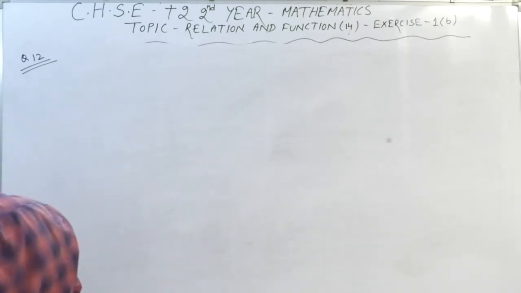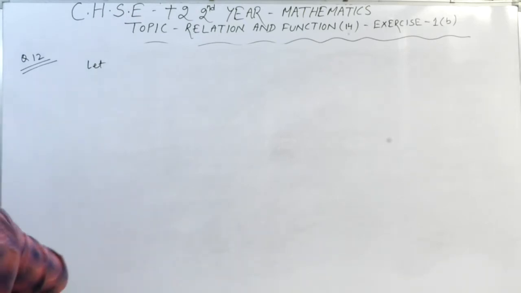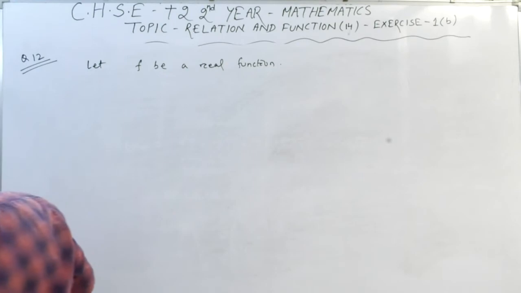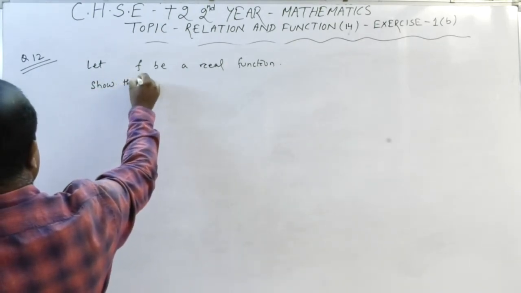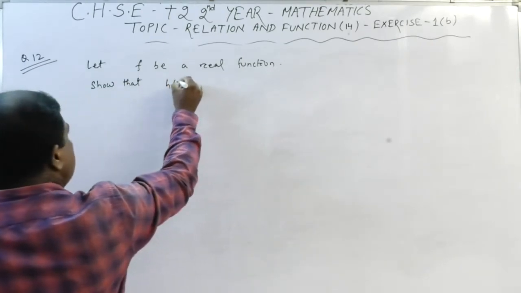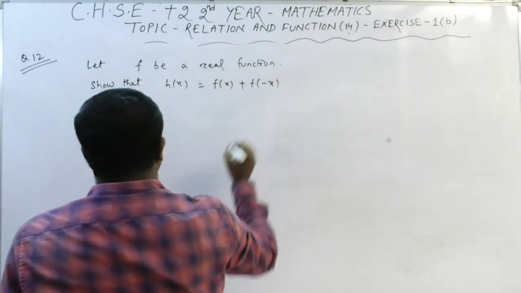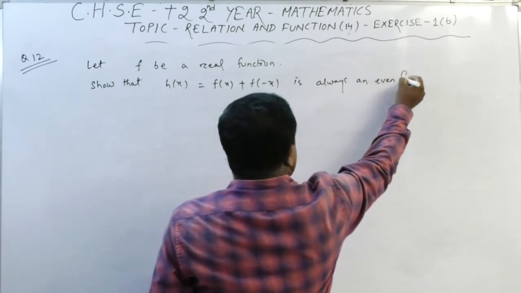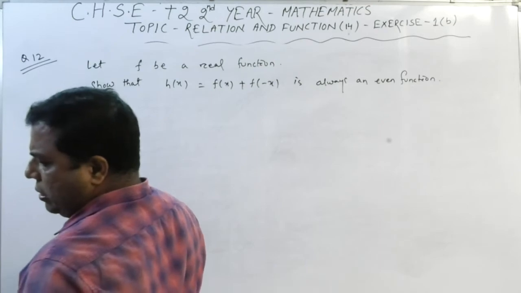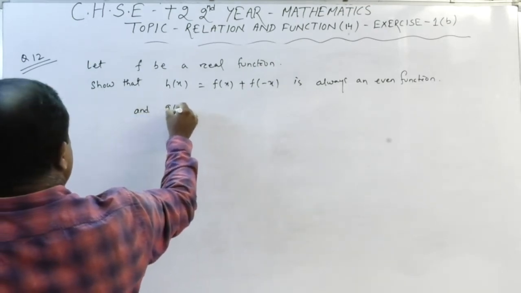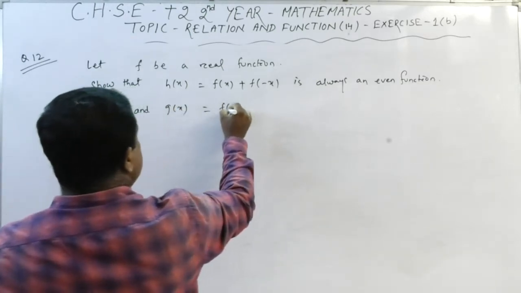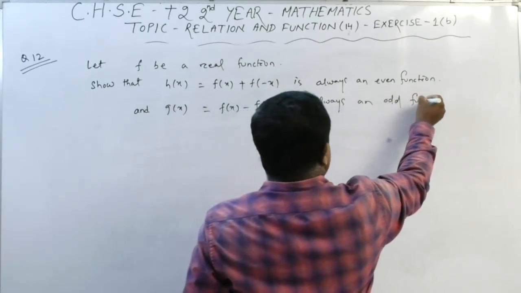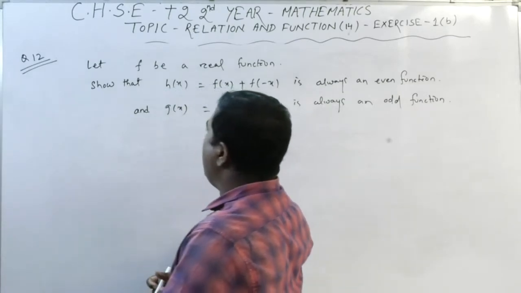And what question number 12 says is: let f be a real function so that h of x equal to f of x plus f of minus x is always an even function, and g of x equal to f of x minus f of minus x is always an odd function. So that is about the question of even and odd functions.